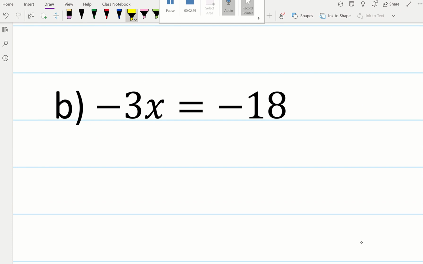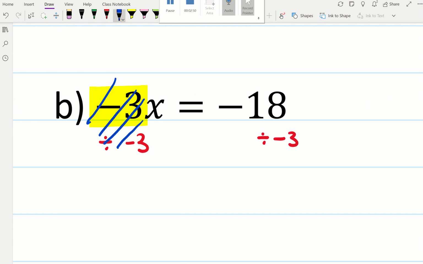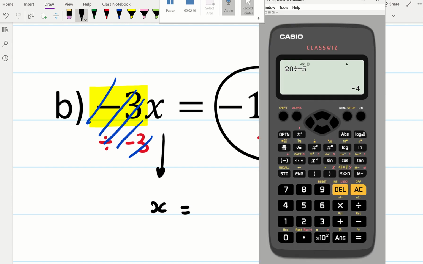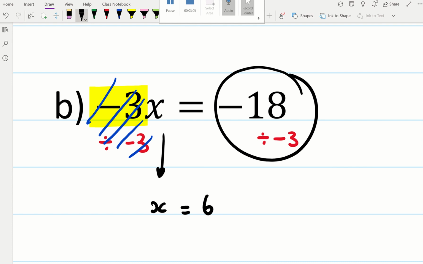And again, the number being multiplied by x is -3. So to reverse that, I need to divide both sides by -3. That's gone. I am left with x equals -18 divided by -3, which is +6.